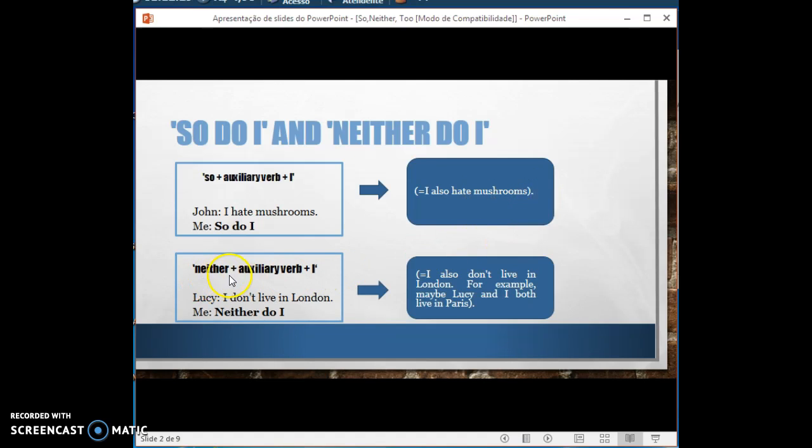And in the case of neither, we have Lucy who says, "I don't live in London." And I answer, "Neither do I," which means I also don't live in London. For example, maybe Lucy and I both live in Paris. How to construct these phrases to agree? We have so plus the auxiliary verb plus I in positive sentences. And we have neither plus auxiliary verb plus I in negative sentences.